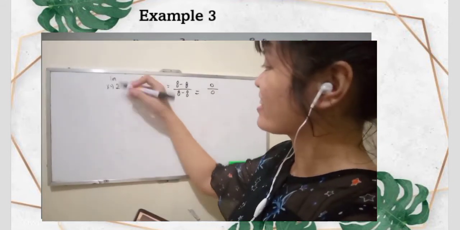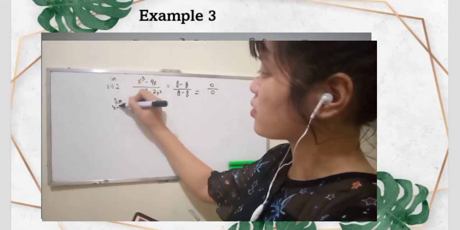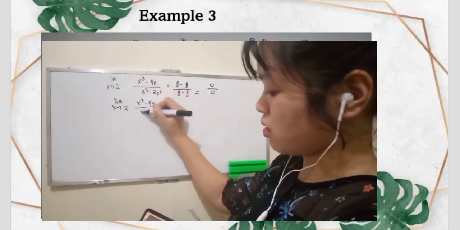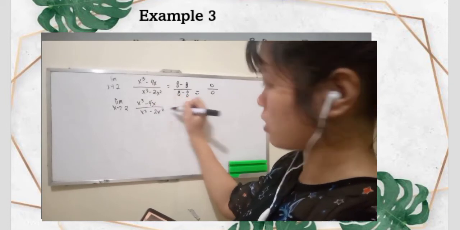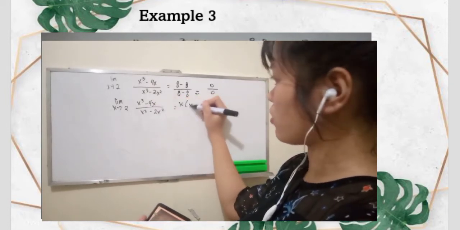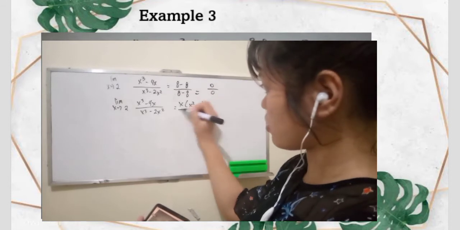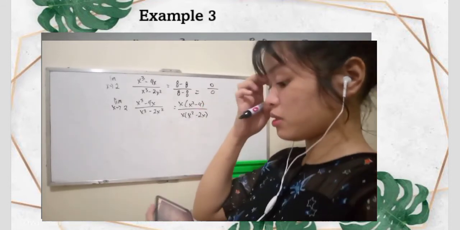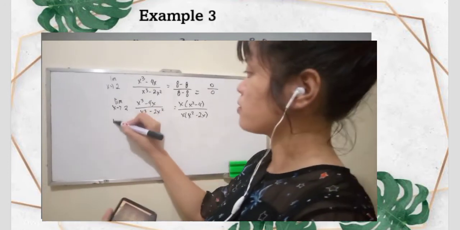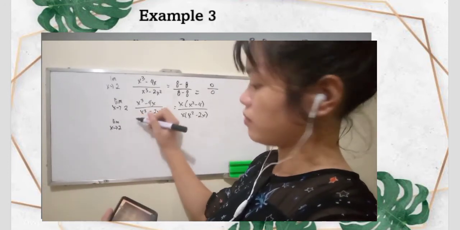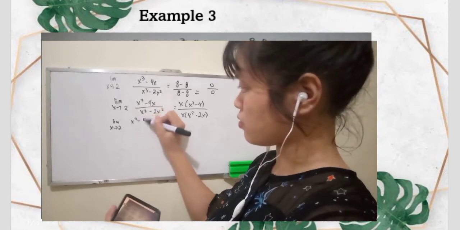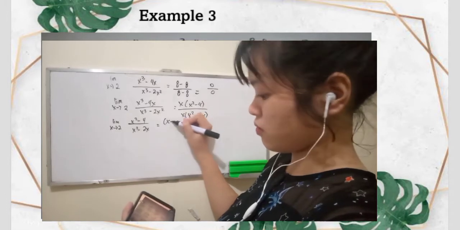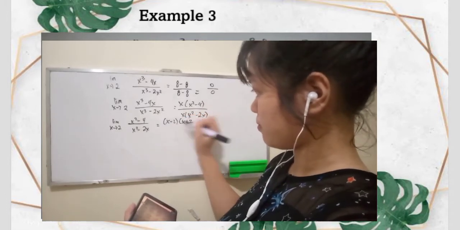So, let's say limit as x approaches 2 of x cubed minus 4x over x cubed minus 2x squared. Next, gawin natin yung x squared minus 4 over x squared minus 2x. So, ito natin ulit, over.